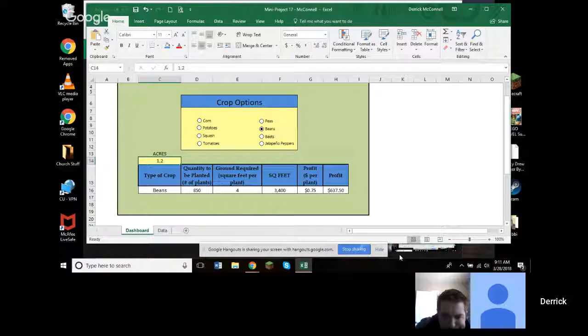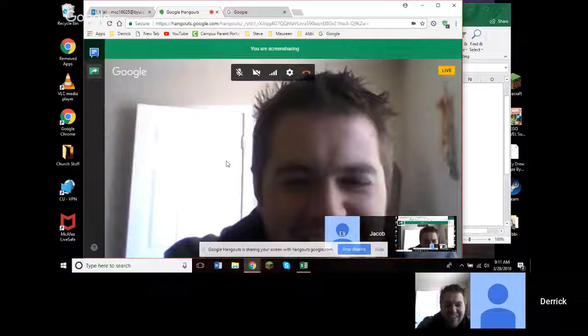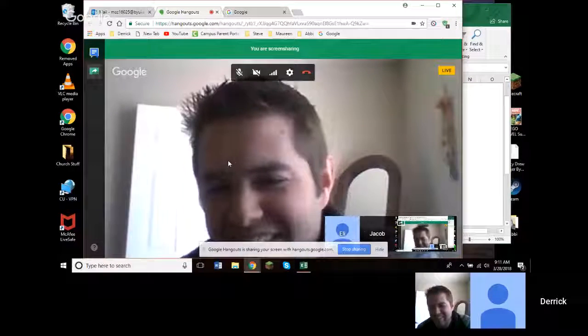The farmer only has 1.2 acres? Not a very big one. He's a hobby farmer. Yeah. Well, he says he has another farm that he uses to produce food for his family. So maybe it's just one corner of his field or whatever he uses just for his kids.